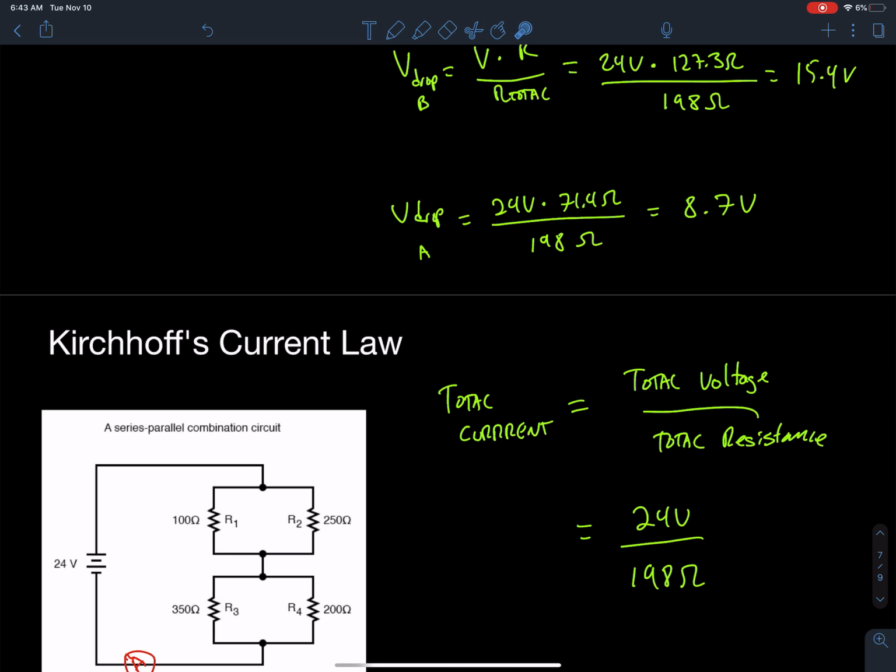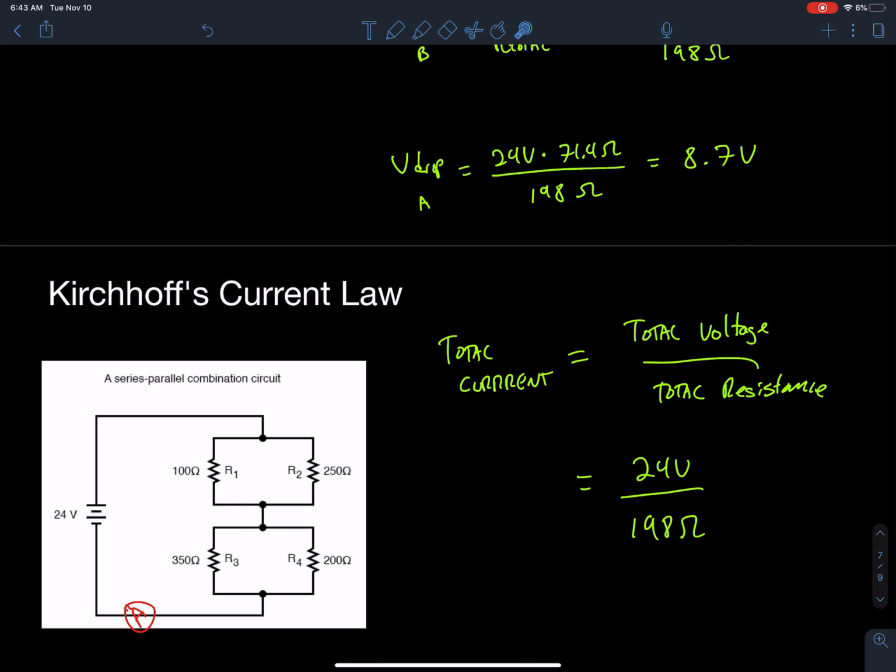Now just pay attention that 198 ohms is less than some of the resistors in this circuit. That's because of the parallel properties. When I have resistors in parallel, the overall resistance is less than the resistance of each individual component. So the total resistance in this circuit is actually less than three of the resistors in there, just because they've been connected in parallel. So 24 volts divided by 198 gives me my total current. Putting that through the calculator, 24 divided by 198 gives me 0.12 amps.